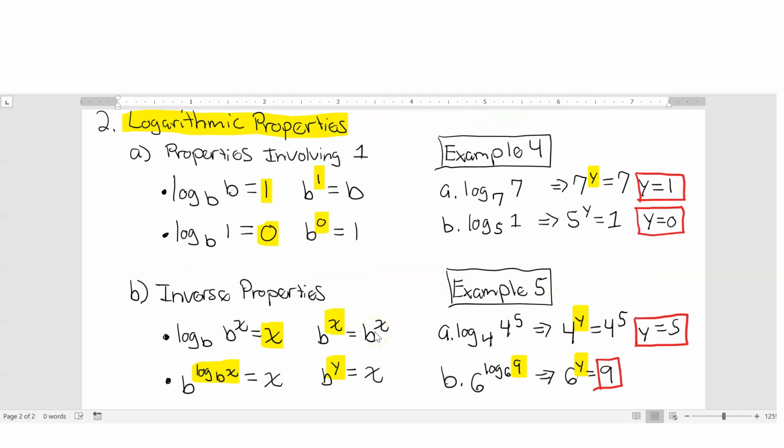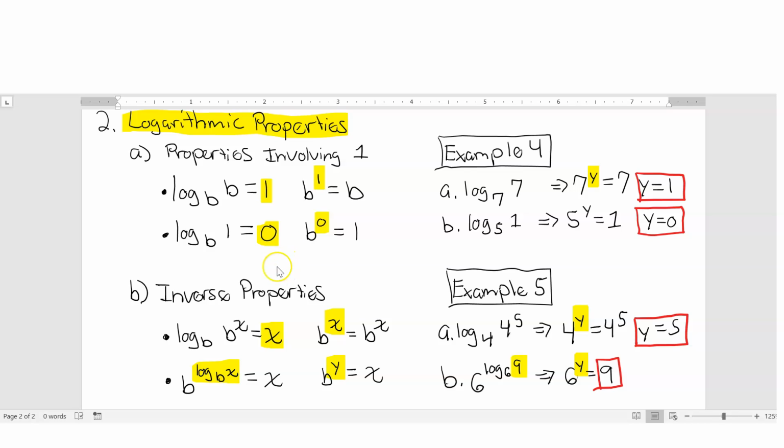The next topic we'll look at in section 4.2 is on logarithmic properties, and there are two groups. The first group is properties involving 1. If we think of our base to an exponent equals a value relationship, it's easier to understand these properties. So, b raised to some exponent equals b. Well, that exponent would have to be 1. So this is our first property involving 1. And then b to what exponent would give me just the value of 1? Well, b to the 0 would give us 1. And so that's the second property. And I've included a couple examples from example 4 on those properties for you.